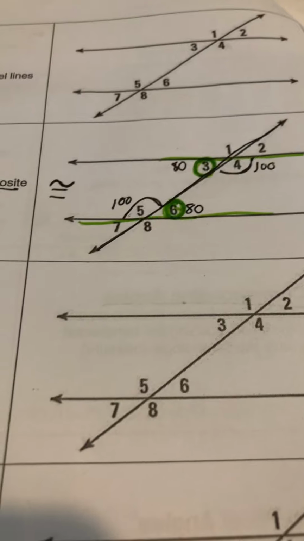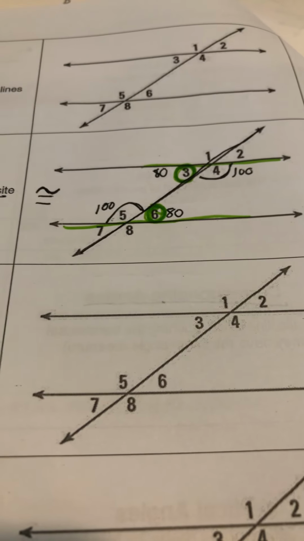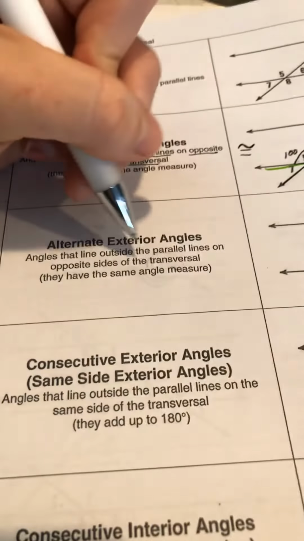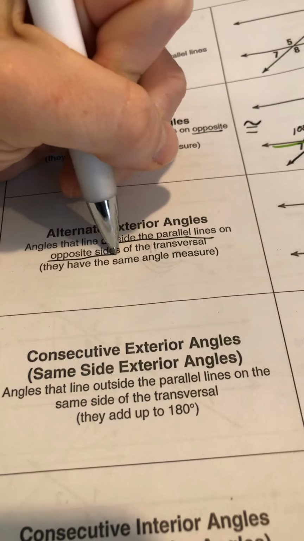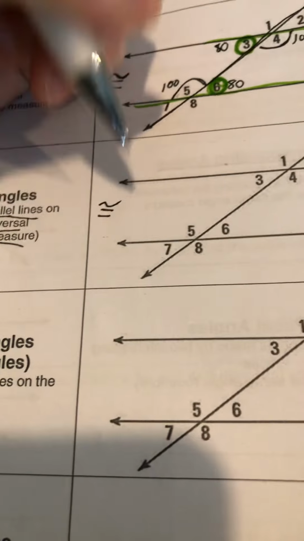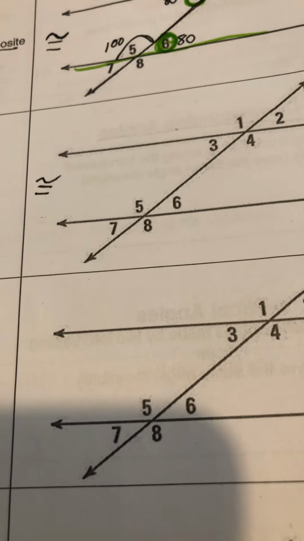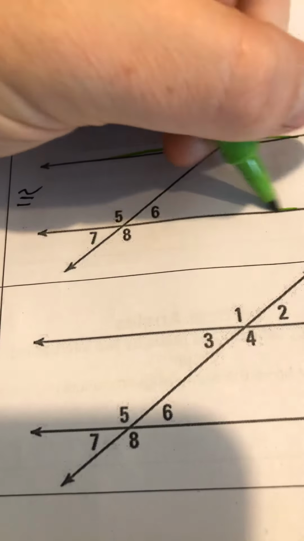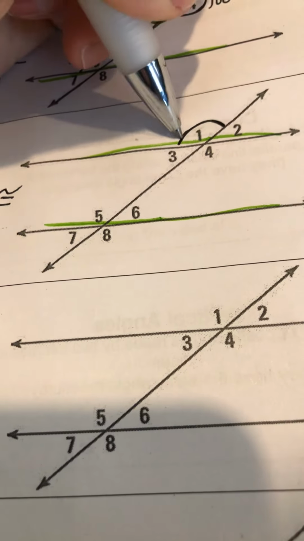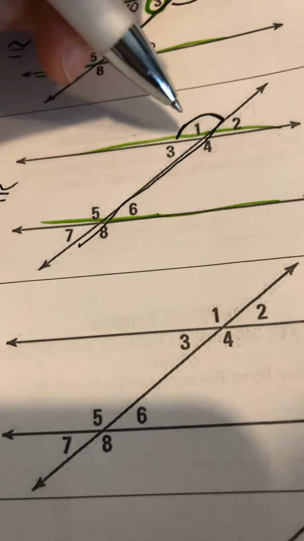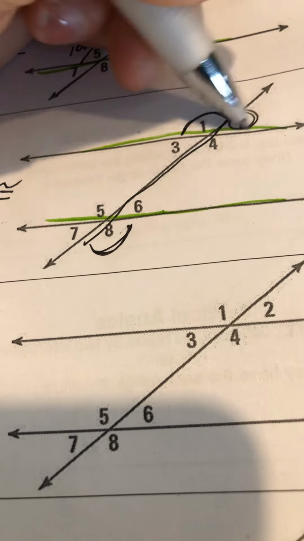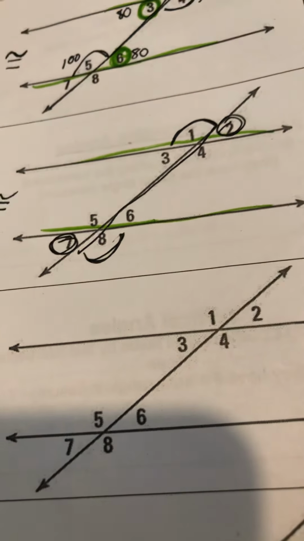Alternate exterior is very similar, except it'll be on the exterior of our parallel lines, or outside. Alternate exterior angles are outside the parallel lines on opposite sides of the transversal, with the same angle measurement, so they're also congruent. Let's trace my parallel lines again. Outside, so angle 1 is outside. My transversal is right here, so the alternate exterior to 1 would be 8. And then we have 2, and it'll be with 7.